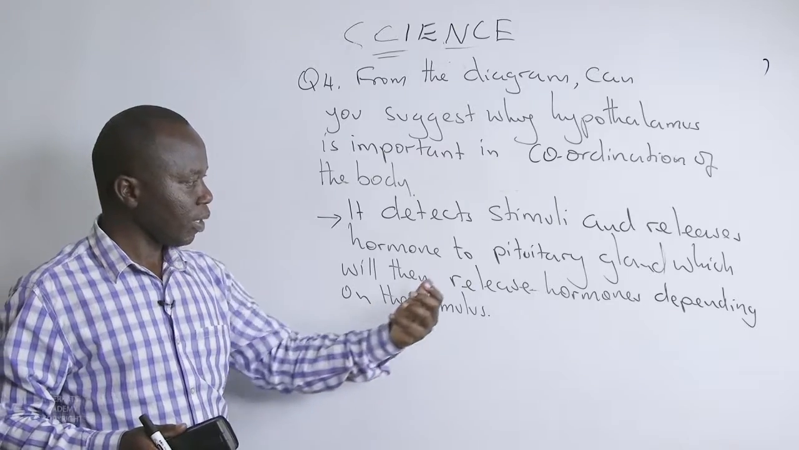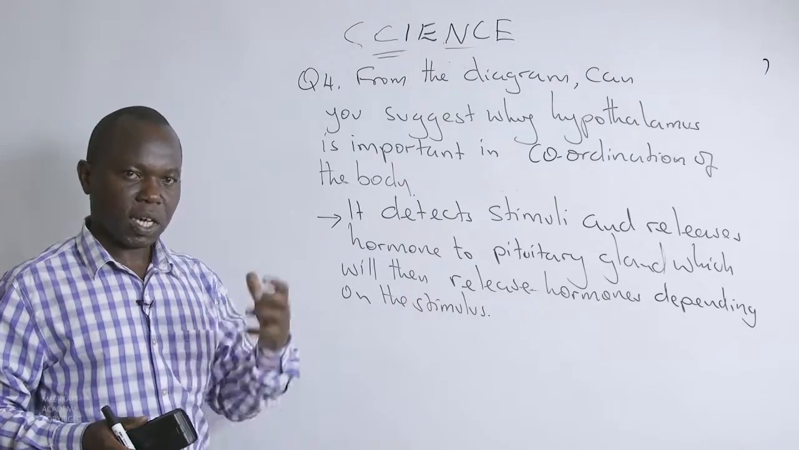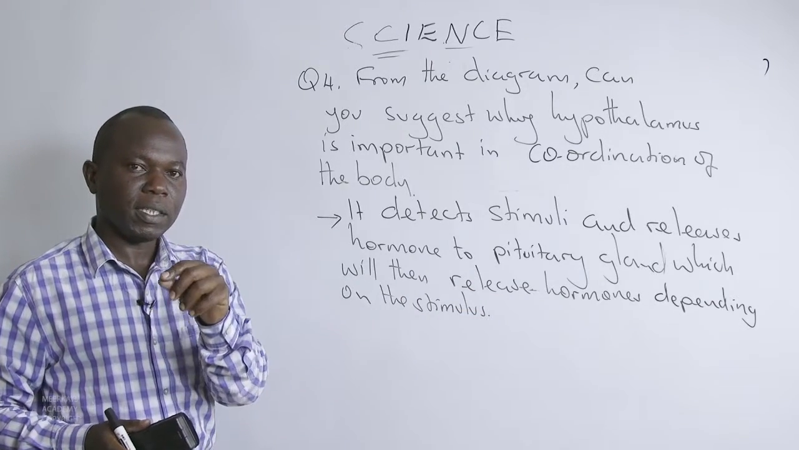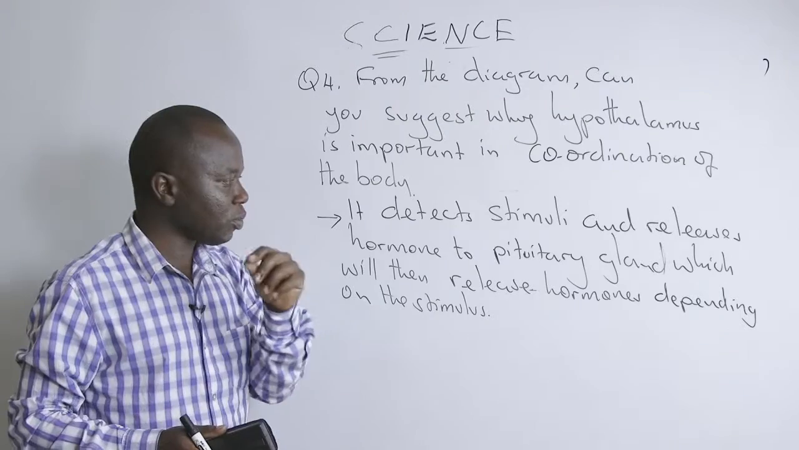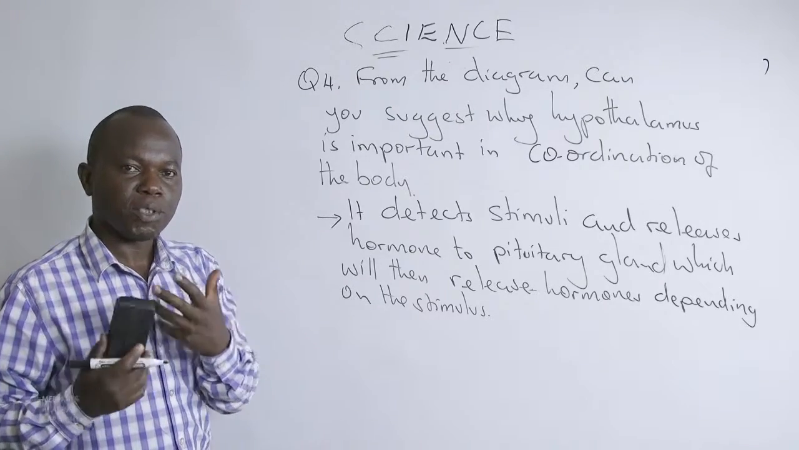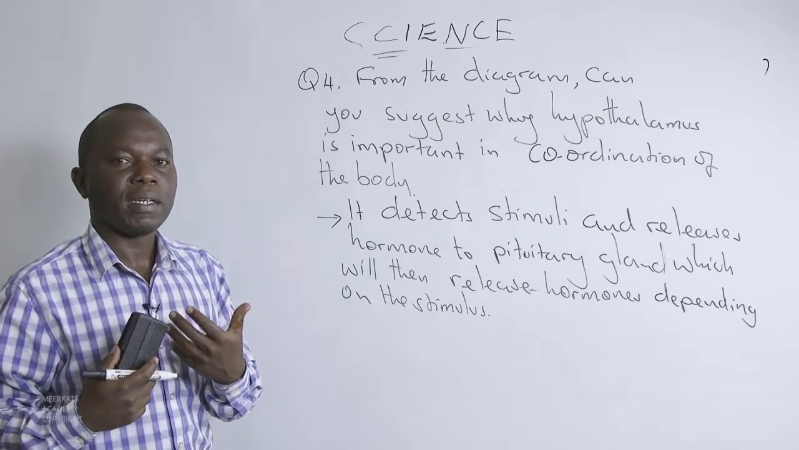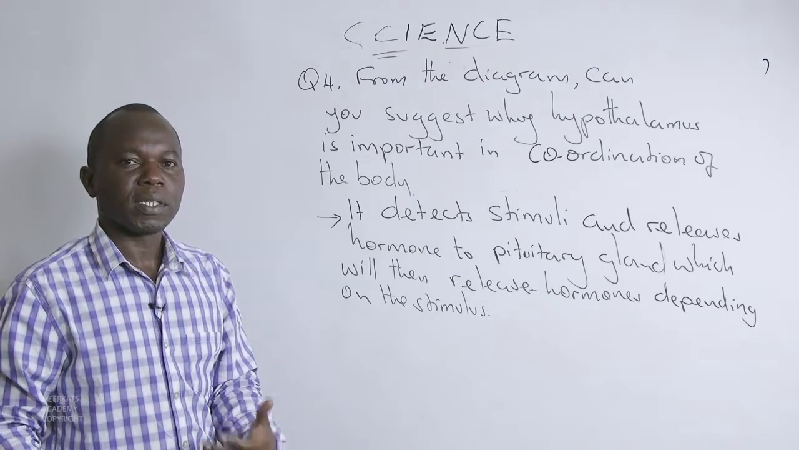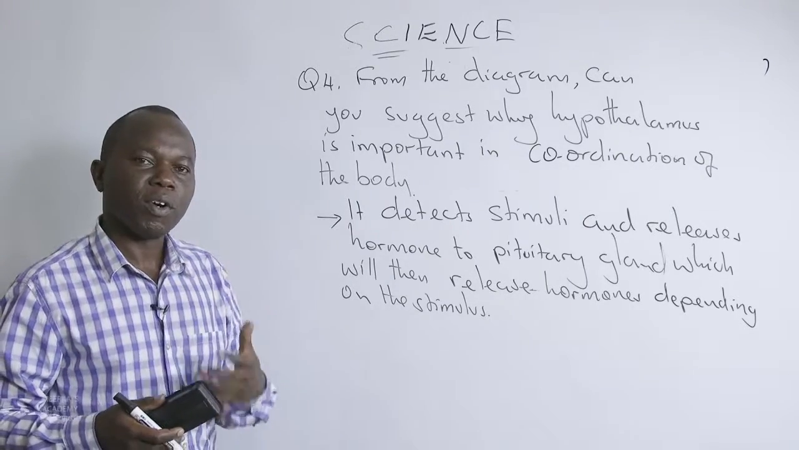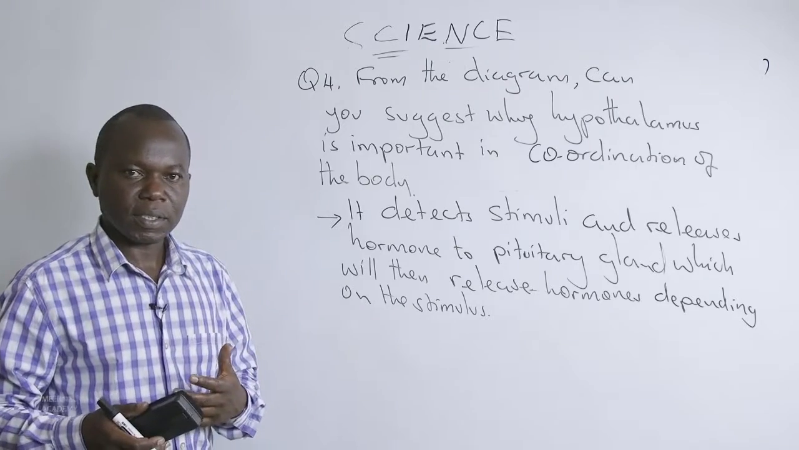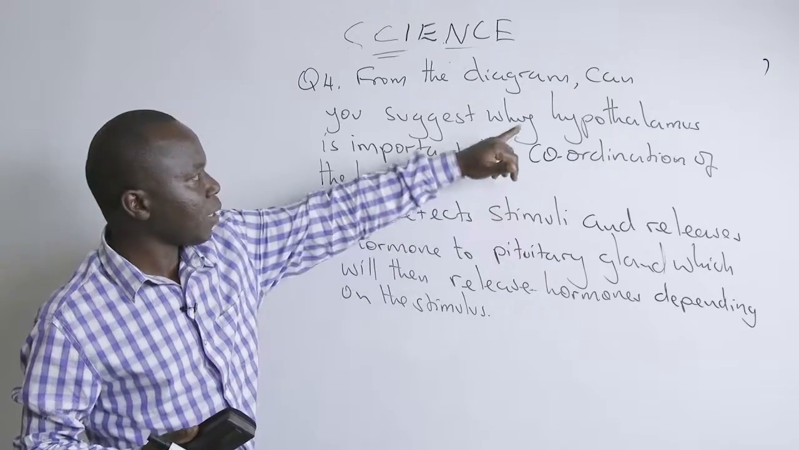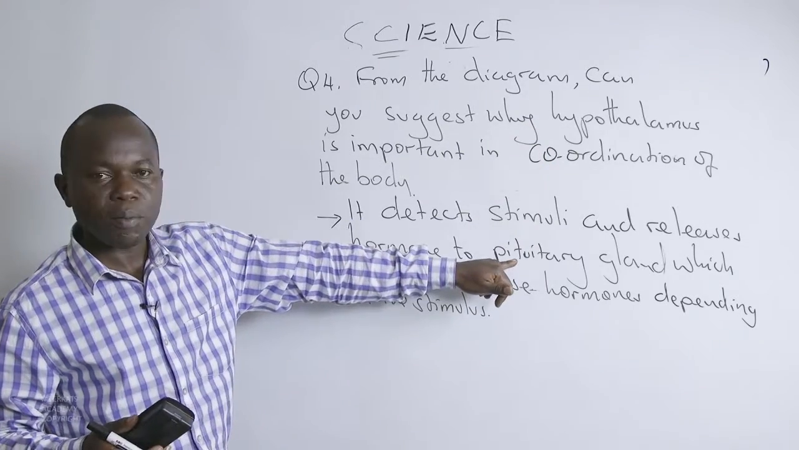That hormone is ADH, Antidiuretic Hormone, which will be targeting the kidney tubules. The kidney tubules will now be able to reabsorb most of the water from the blood and then form urine. That's why you'll be able to urinate more frequently when you take more of the soft drinks, something like that.